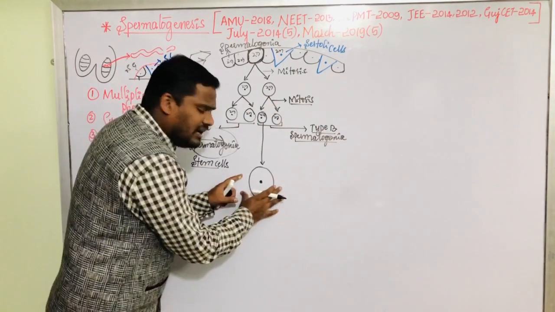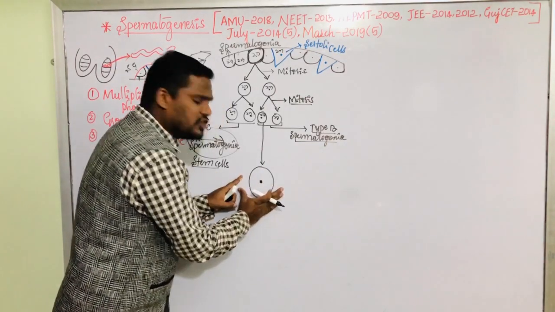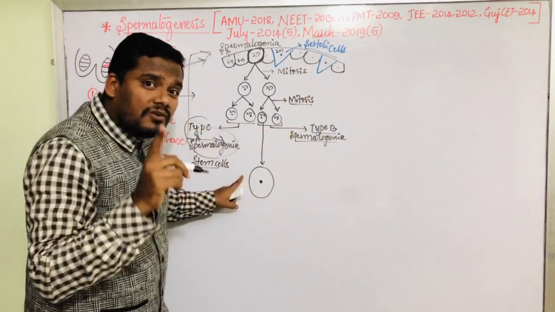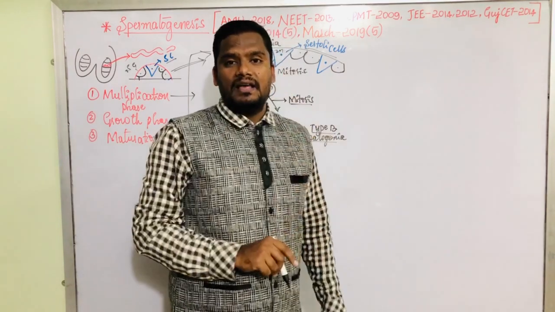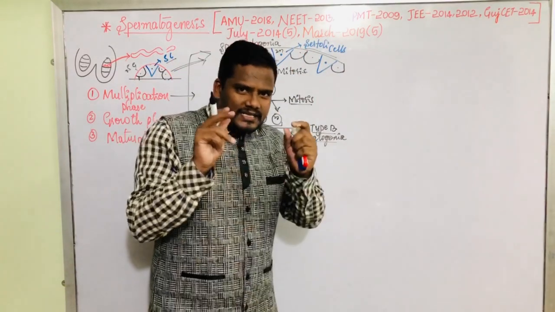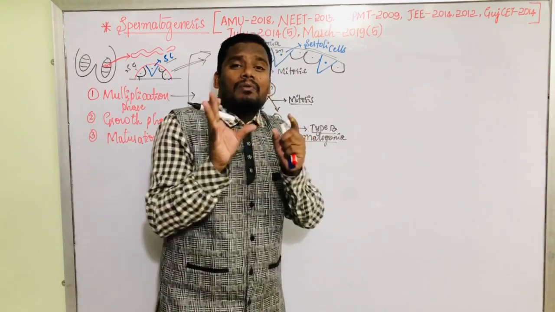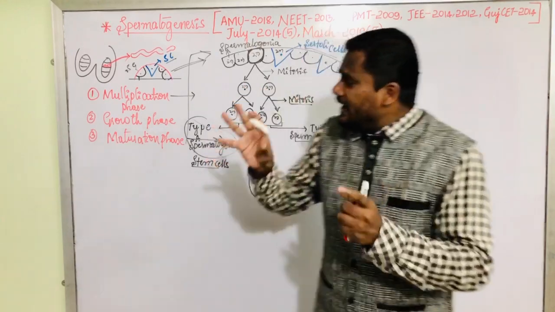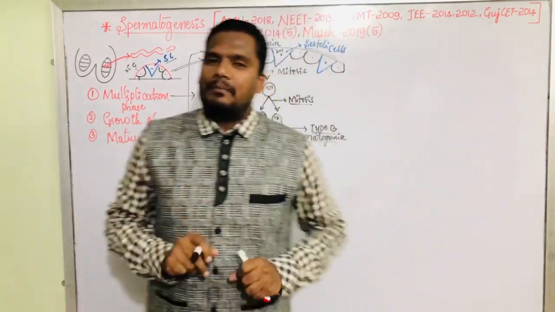As soon as they enter the next phase, all the type B spermatogonia cells increase in size by getting nourishment from the Sertoli cell. If you recall the function of the Sertoli cell, it is a very important point for competitive exams, my dear friends. What is the function of a Sertoli cell? The Sertoli cell's main job is to provide nourishment to the developing sperm, to give nutritive material throughout the spermatogenesis process.